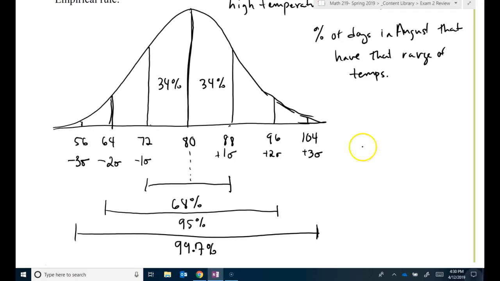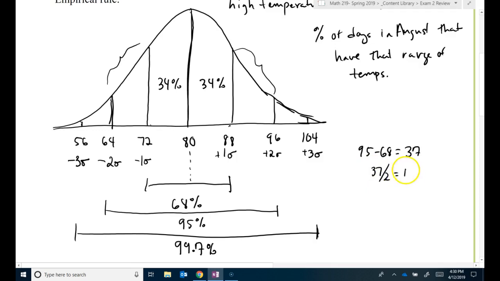Well, I'm going to do a little calculation. 95 minus 68, that's going to be 37. Now, 37 is how big both of these guys are together. So this one and this one put together are 37, right? Because they're like the extra amount. And so what I'm going to need to do is take 37 divided by 2. That's 13.5. So 13.5% of the data on either one side of these guys. Okay. That's what that is.